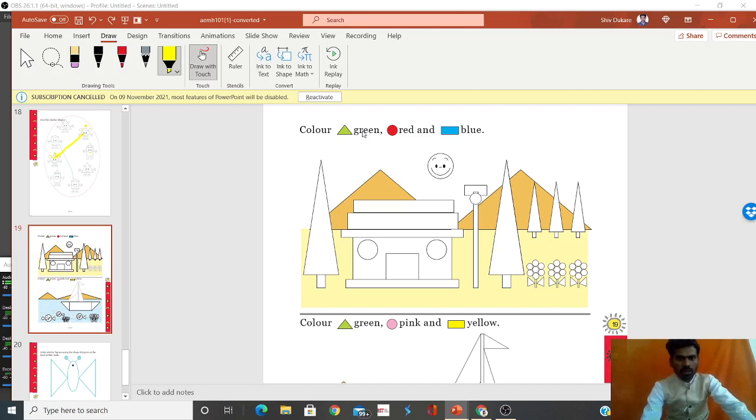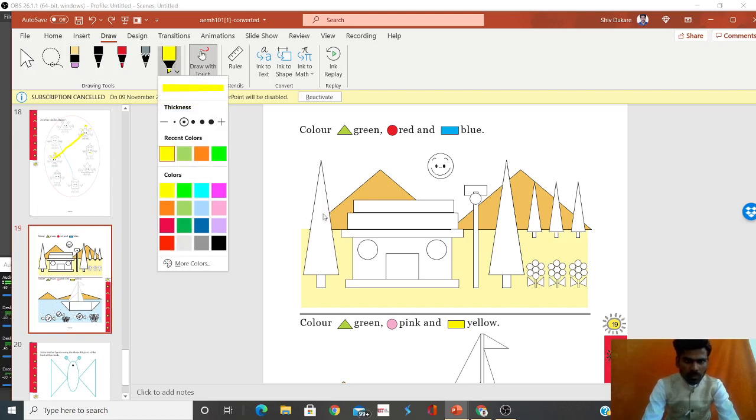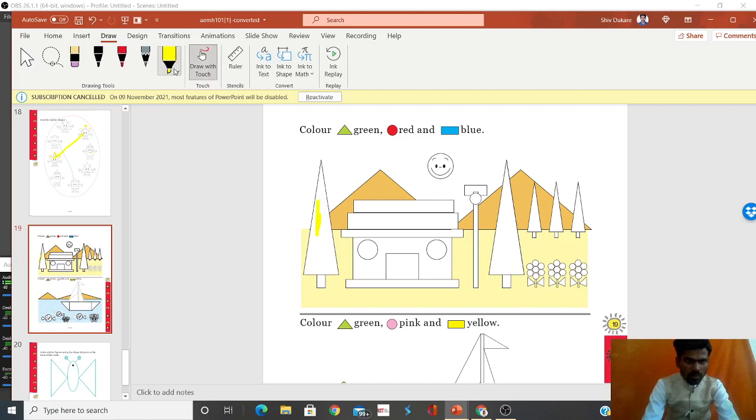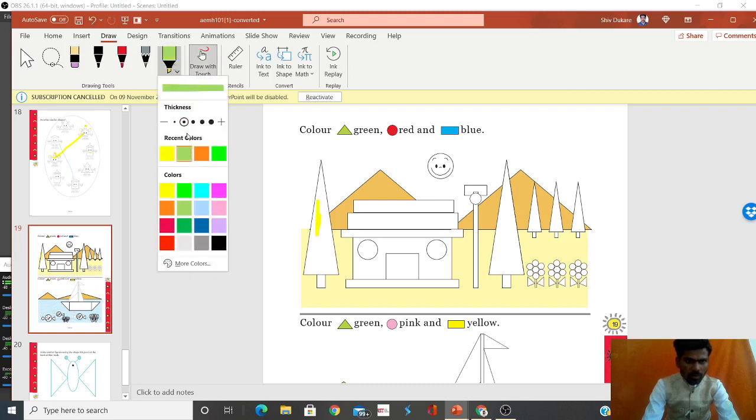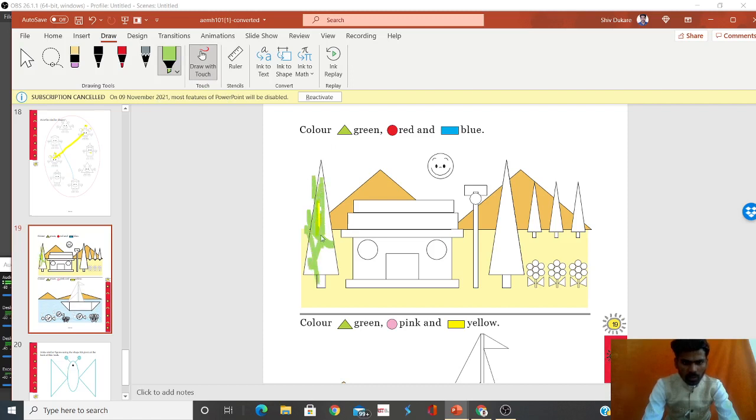Color green, red and blue. So we have to give color to all these shapes. Okay, these are the triangle, circle and these are the square. We have to fill color in that. This is green color. Okay.